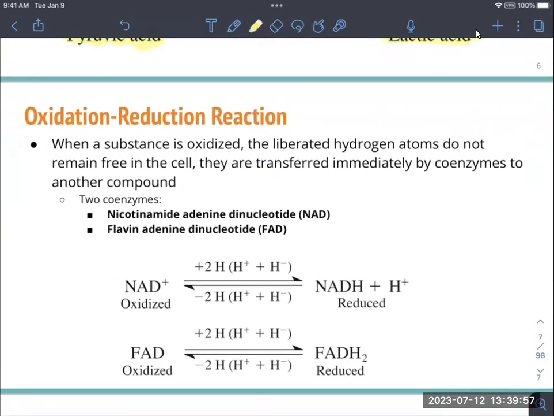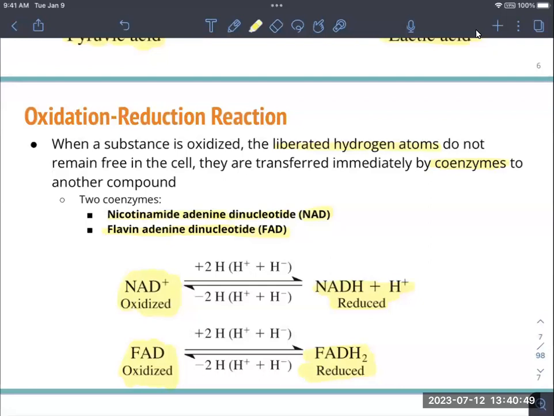So when something gets oxidized, these hydrogen atoms get transferred by some coenzymes. So they could be put onto nicotinamide adenine dinucleotide, or NAD, or flavin adenine dinucleotide, or FAD. So this NAD is going to become NADH. This FAD becomes FADH2 because there's two hydrogens.